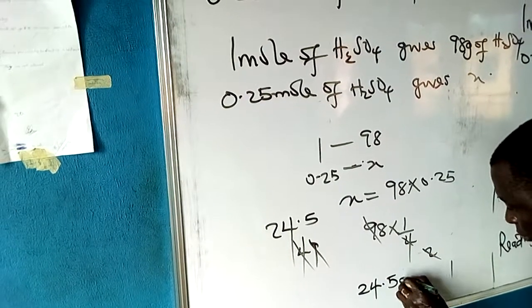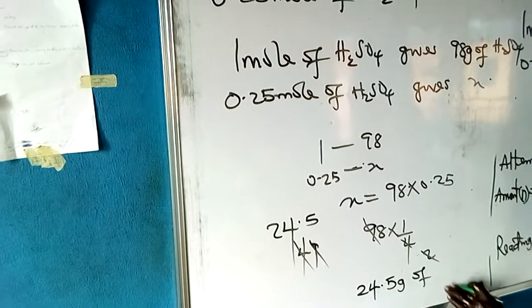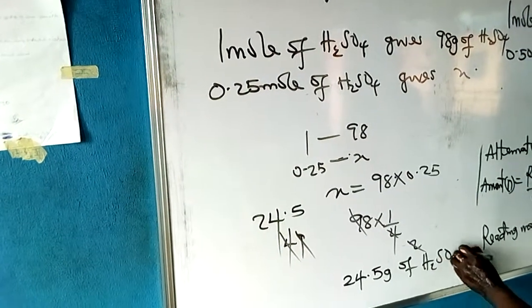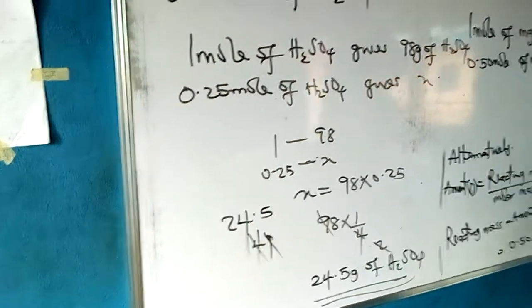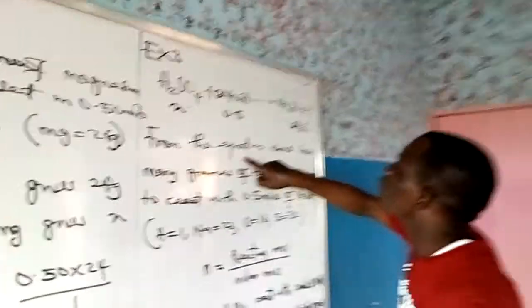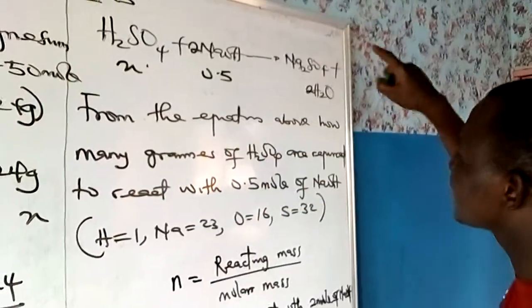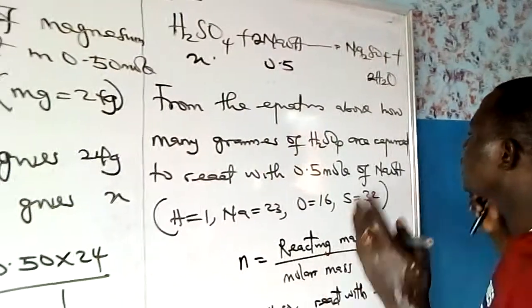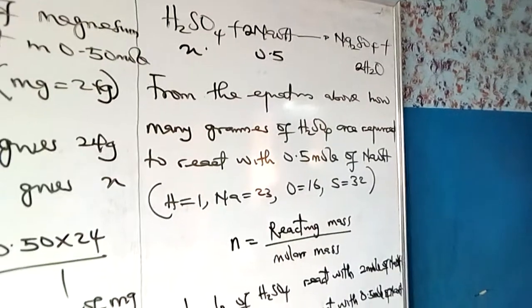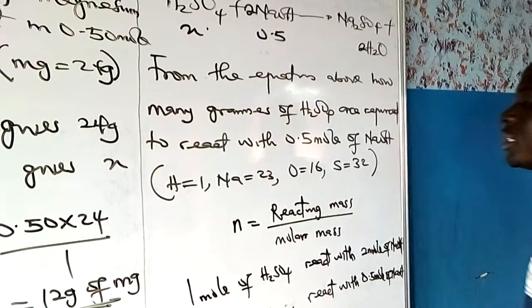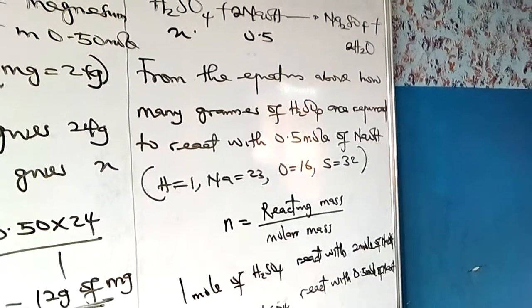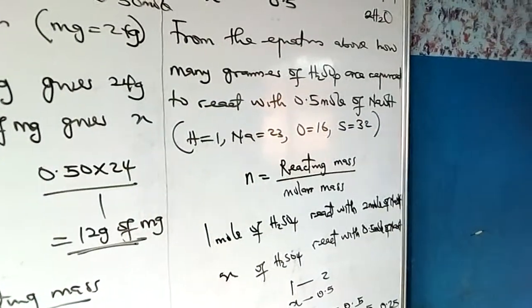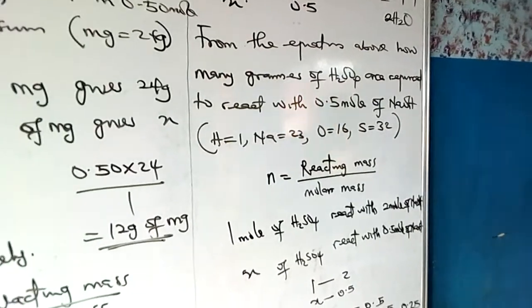24.5 gram of H2SO4. So that is in gram. The question says that from the equation above, how many gram of H2SO4 are required to react with 0.5 mole of NaOH, and we have actually calculated that to give us what? 24.5 of H2SO4. And you can use another method too.